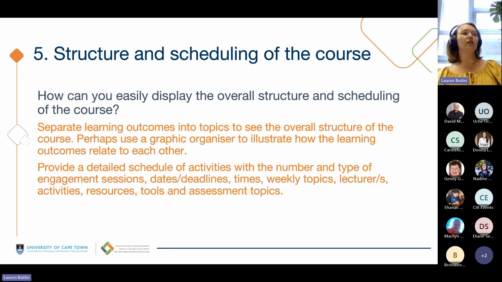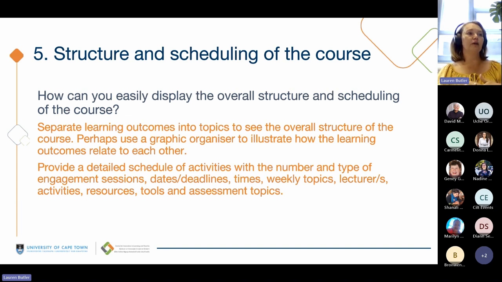This would also include the structure part of this heading. It includes the learning outcomes and seeing how the learning outcomes relate to each other. For example, you might have course learning outcomes, course level learning outcomes, and then weekly or module or topic level outcomes. So in this part, it would be useful to indicate how all of those learning outcomes are related or linked to each other.